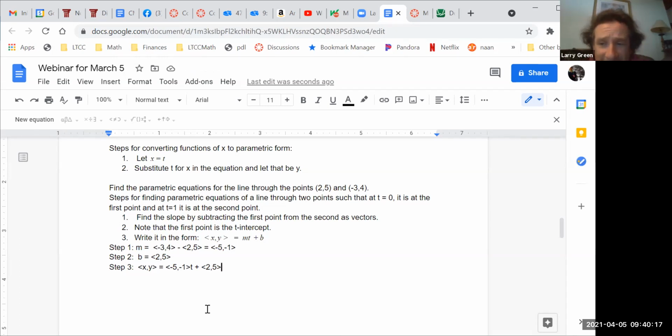Okay, now technically this is correct. It's not the way you're going to see it in the book because they don't do vectors yet. So let's do it the way you see it in the book. And when I say do it, that means just kind of clean it up a little, and that's just write it out. So what we can say is that x of t, let's write it in pretty. x of t is -5t plus 2. And y of t is -t plus 5.